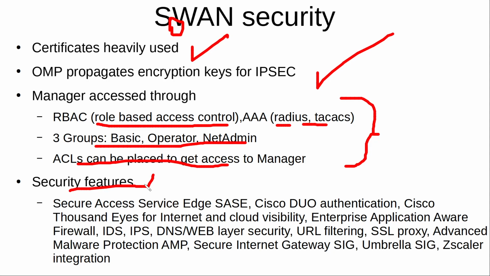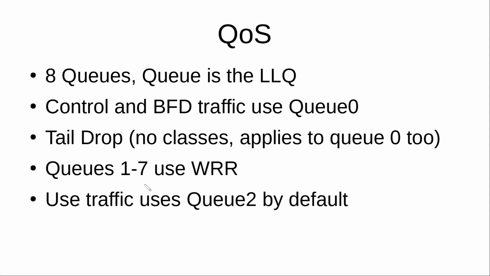You can use AES, you can use Cisco Duo, you can use Cisco ThousandEyes, you can enable enterprise application-aware firewall on your WAN edges, and you can make them work as an IDS, an IPS for intrusion prevention and detection, DNS and web layer security, URL filtering, secure socket layer proxy, AMP, secure internet gateway. You can integrate this with Umbrella, with Zscaler, and so on. So make sure to remember that.